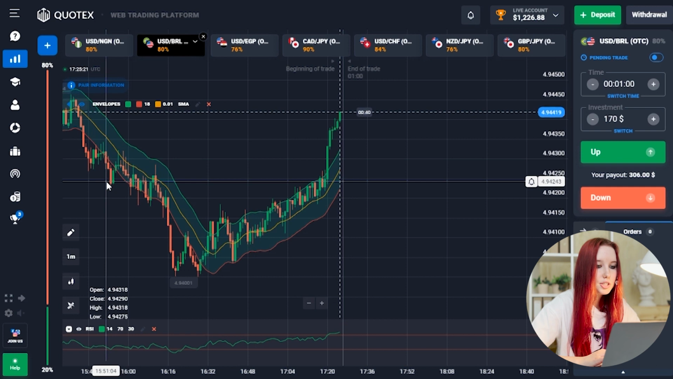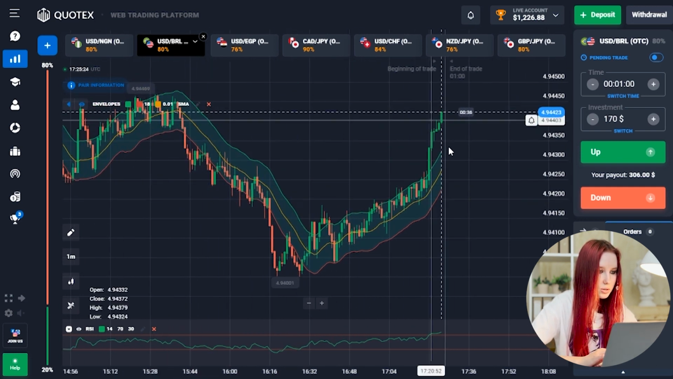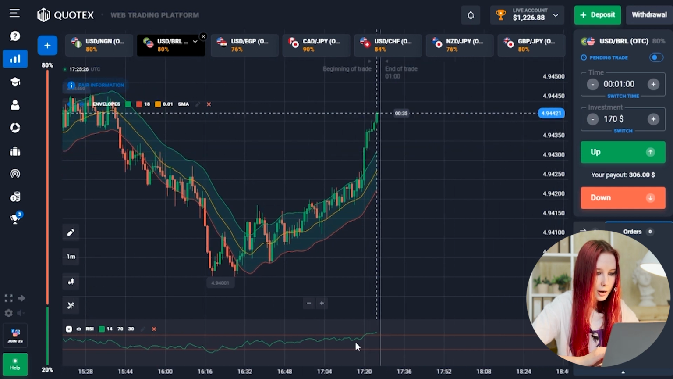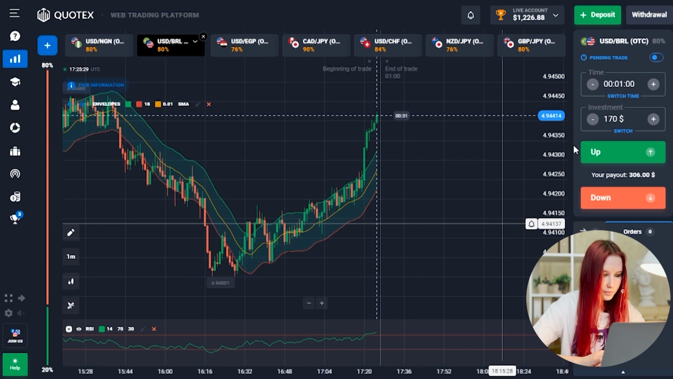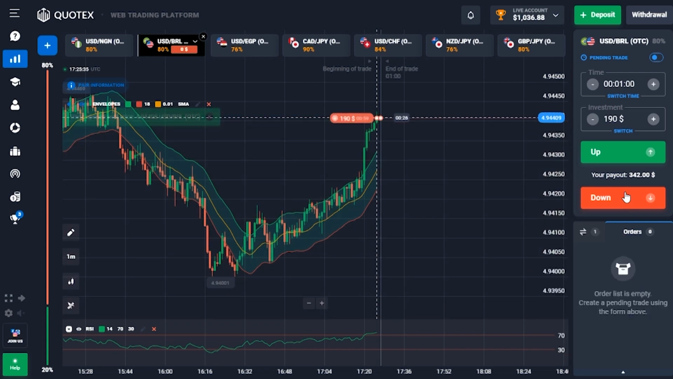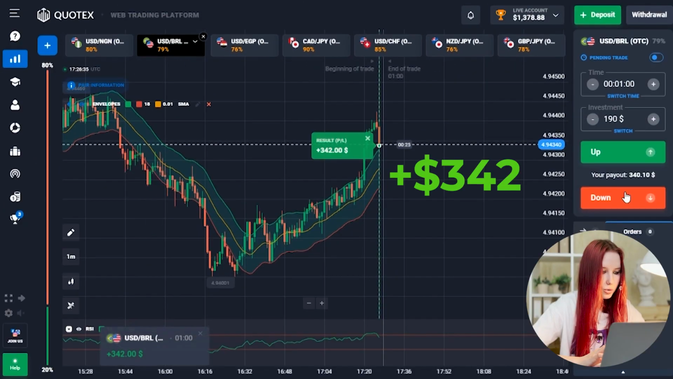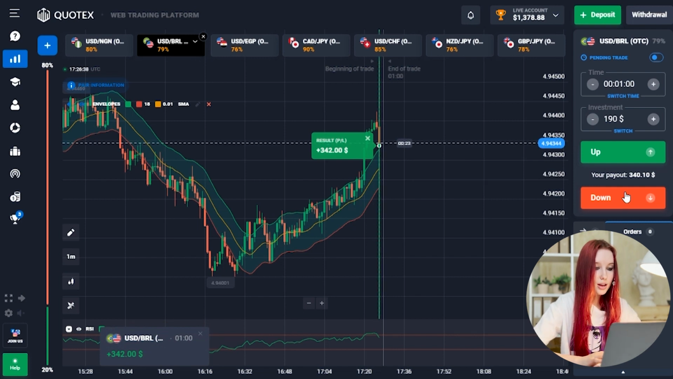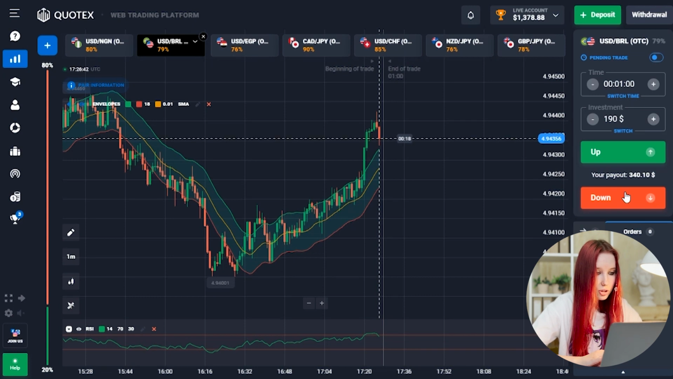On this currency pair, we see that the price has already pushed off the 70 mark on the RSI indicator. And I want to change my investment and open a trade down. Well, after such a bullish move, there should definitely be a correction. Okay, good. Another profitable trade. As we can see, the price has reached the resistance level and it's starting its reversal.